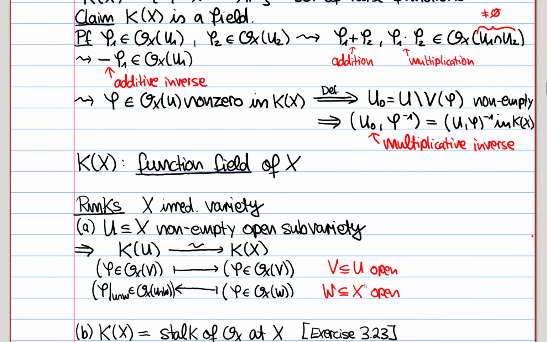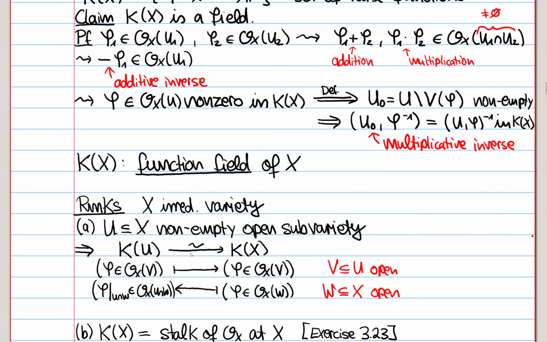And then some remarks. How would you compute this? The first remark is that if U inside X is a non-empty open subvariety, then the claim is that the function field of U and the function field of X agree. So the function field is an invariant which only depends on what you do on some open non-empty subset.